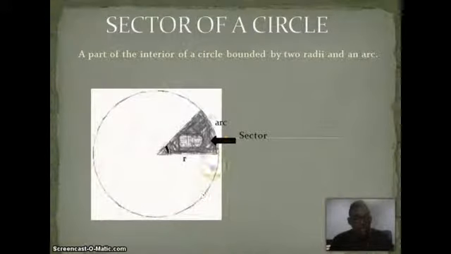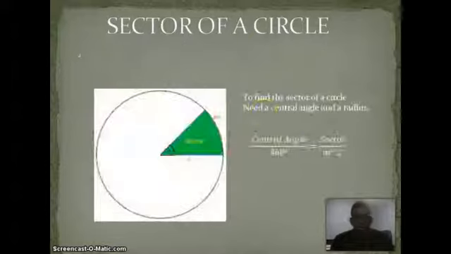Hi guys, today I'll be talking about the sector of a circle. A sector of a circle is a part of the interior of a circle bounded by two radii and an arc. Also, we can relate it as the center angle of a circle intersected by an arc. So to find the sector of a circle, we need the center angle and the radius.